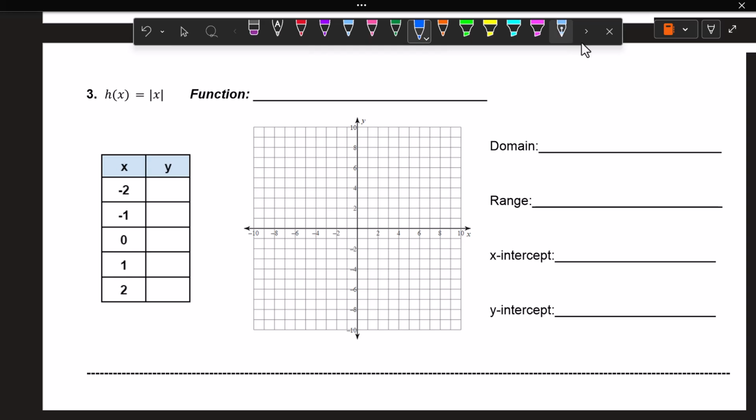Moving on, we have our absolute value function. Should have done this last year as well. Remember, that's a V, absolute value. It looks like a V instead of a U. But we know when we substitute in -2 for x, the absolute value of -2 is 2. Absolute value of -1 is 1, 0, 0, 1, 1, 2, 2. So it looks very similar to our quadratic, except the sides are straight.